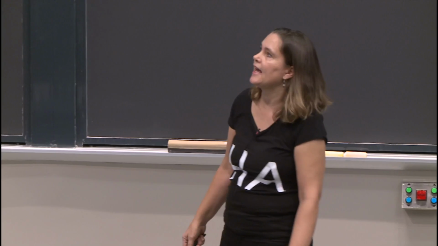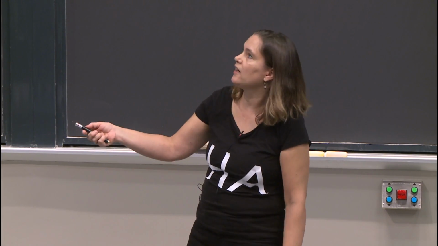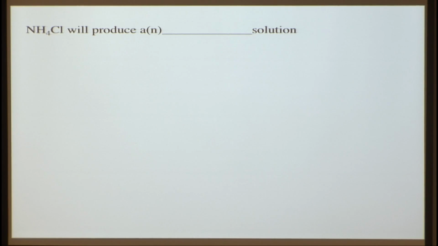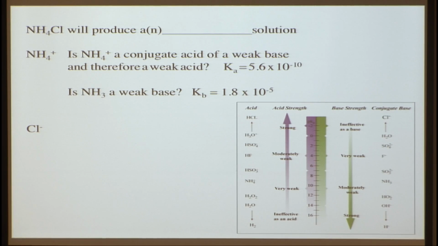So we have a salt, NH4Cl. And we want to figure out, is this going to produce an acidic solution, a neutral solution, or a basic solution? So we need to think about what went into making this salt. And we're going to break apart the salt. We're going to think about NH4+ and Cl-. So let's think about NH4+ first. And we're going to ask the question, is NH4+ a conjugate acid of a weak base, and therefore a weak acid itself? One way to answer this question is to look up the Ka for NH4+, which happens to be 5.6 times 10 to the minus 10.